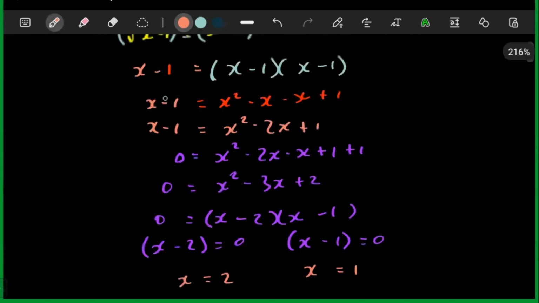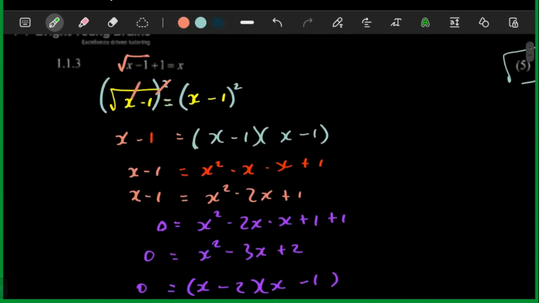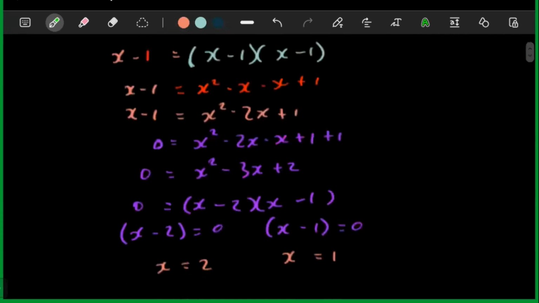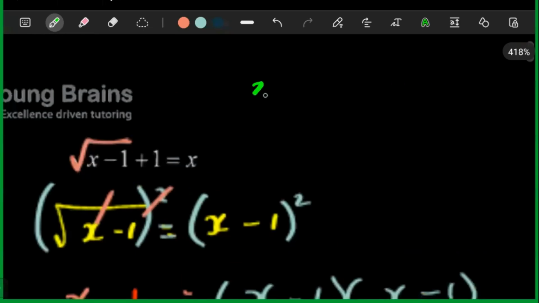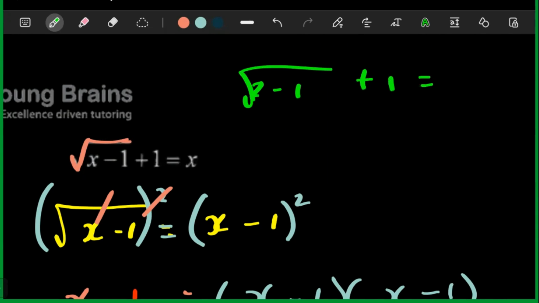Because there is this square root symbol here, you have to double check your answers. So we're using 2 and 1. If you put a 2 there, it's going to be 2 minus 1 plus 1. Let's see if this is equal to 2, because we're just throwing in 2 where x is. So 2 minus 1 is a 1, 1 plus 1 is a 2. So yeah, the left side balances the right-hand side. So the 2 works out.